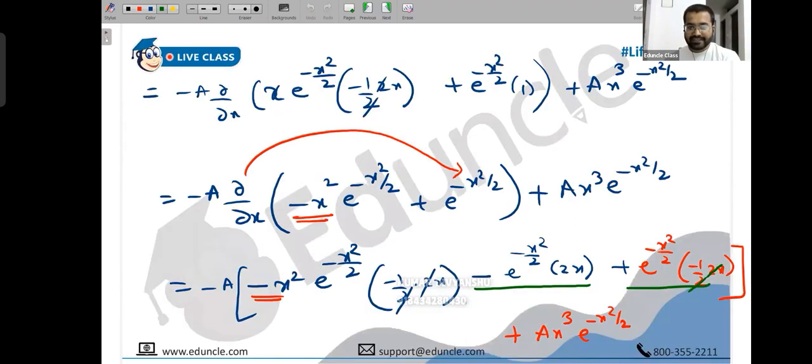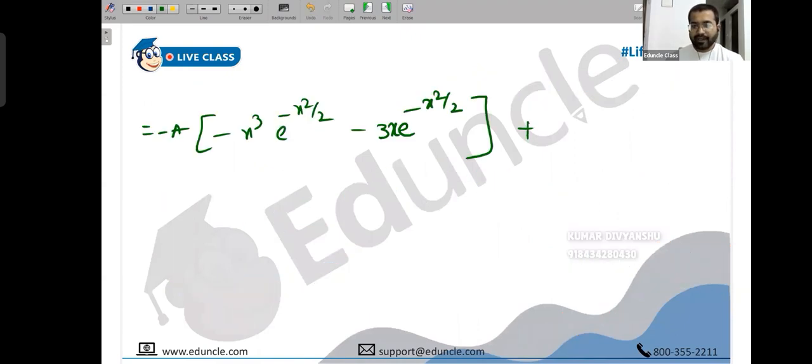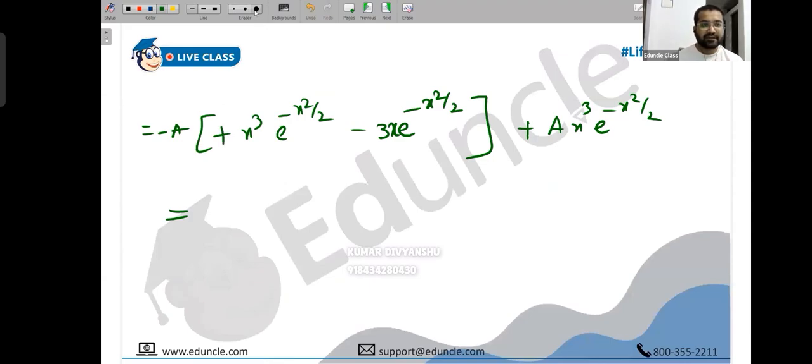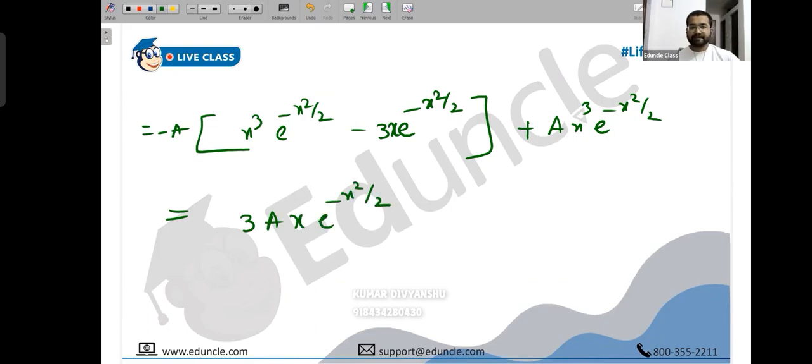You have a better visual writing this step after step. Minus 2x into this, minus x into this, so you have got minus 3x into this, plus ax cube e raised to minus x squared by 2. Open the brackets. The first term gets cancelled with this. There is a minus sign here, so the first term should be minus. Now it's fine. Open the bracket, the first term gets cancelled. We are left with minus minus plus 3ax e raised to minus x squared by 2. That's the final answer.